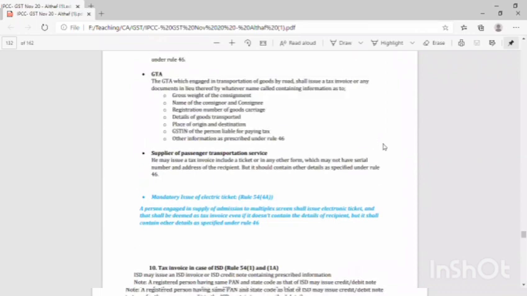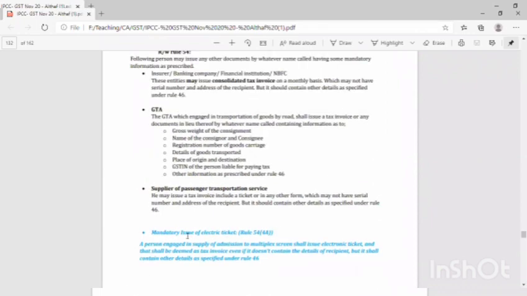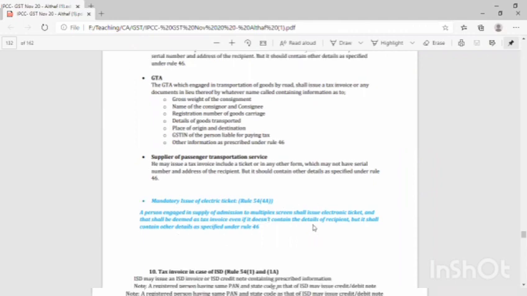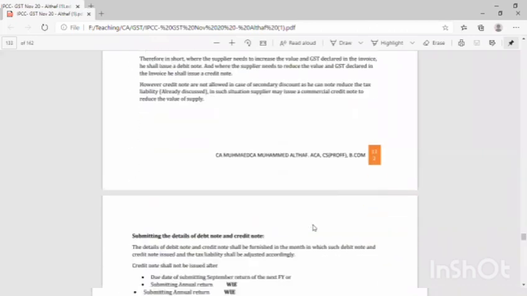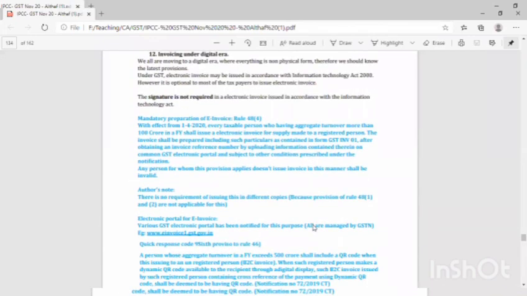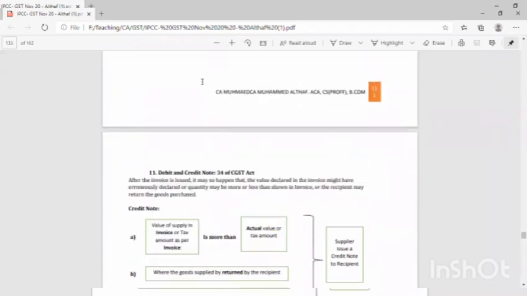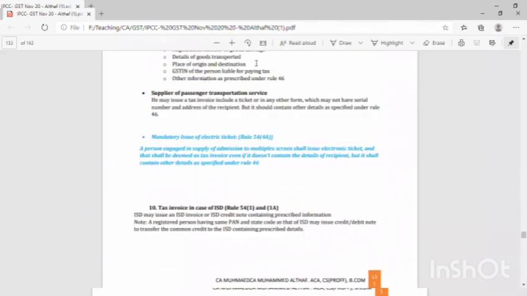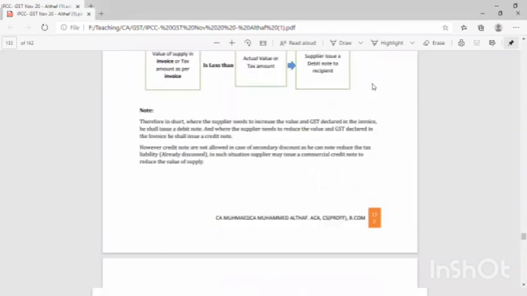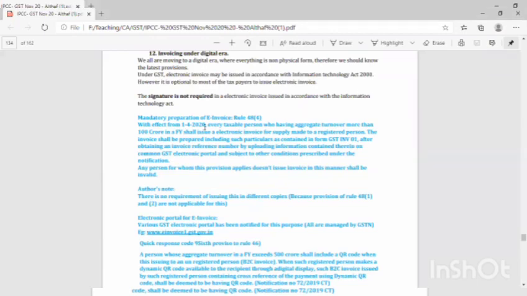Mandatory electronic ticket. Sometimes an e-ticket is necessary. I have given it below, I think. Here, preparation of e-invoices. E-invoice and e-ticket are totally different, I'll tell you that. Multiplex screens, that is cinema theatres, have to mandatorily issue the e-ticket. That is a new clarification, and that is one amendment. And in the digital era, there is mandatory preparation of e-invoices.